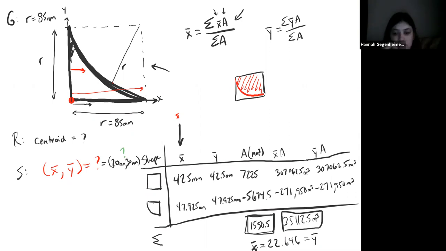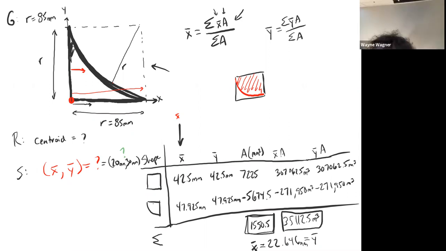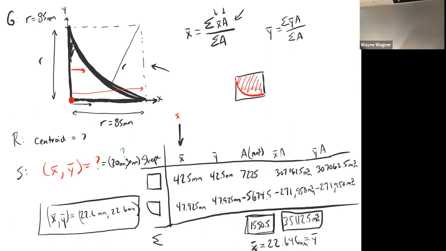Right, and that's millimeters. Sorry, I wrote meters. This is all millimeters. I don't know where I lost track of my units. Okay, so then I would say that X bar, Y bar equals 22.6 millimeters, comma 22.6 millimeters, like that. Okay, that's the answer. Questions?